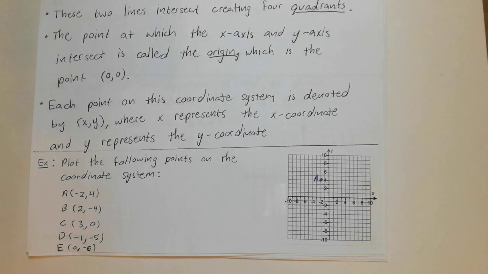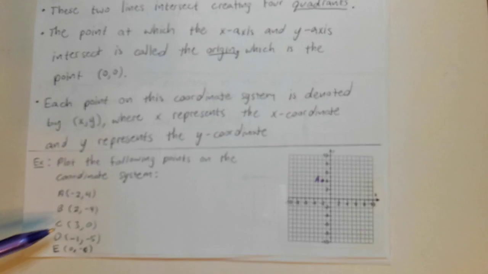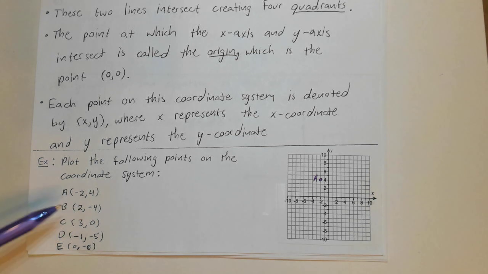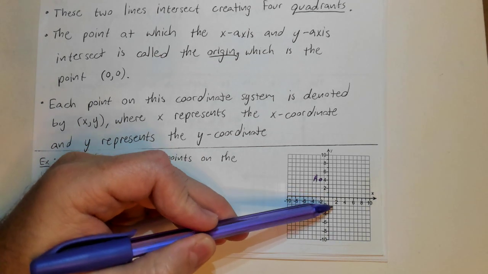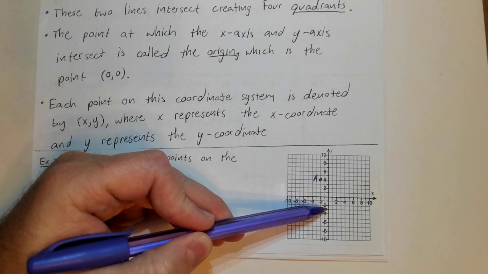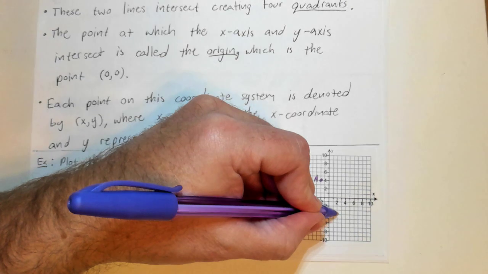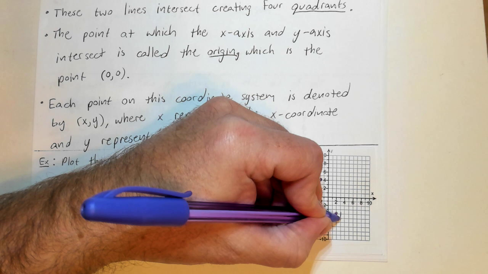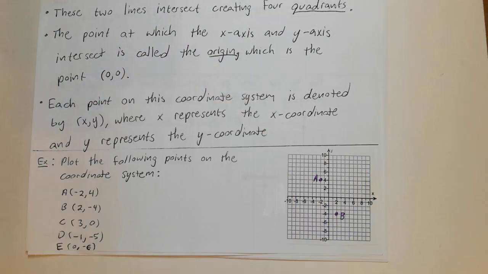Now, I purposely chose something sort of similar but different for B. B is (2, -4). That means I go 2 in the x direction and then 4 in the negative y direction. 1, 2. 1, 2, 3, 4. Where those two match up is the point (2, -4). Notice these are different: (2, -4) is not the same as (-2, 4).